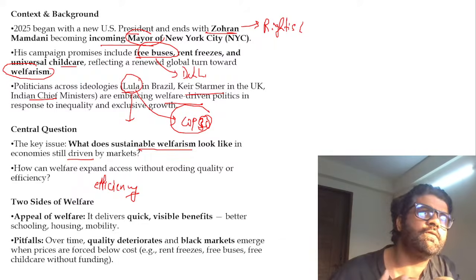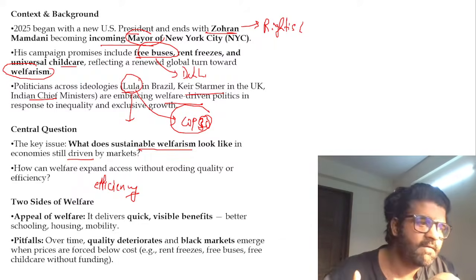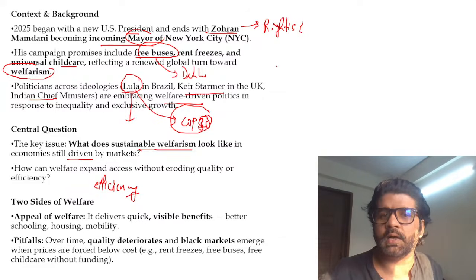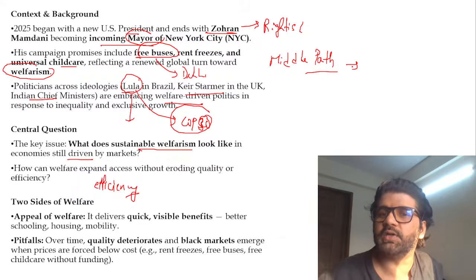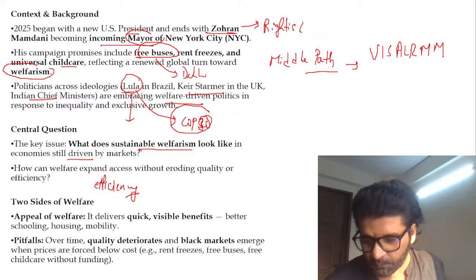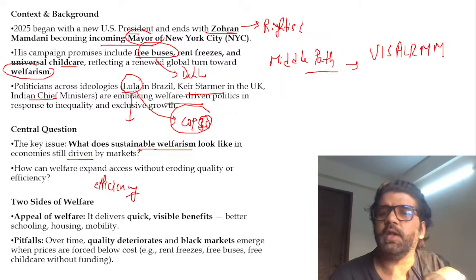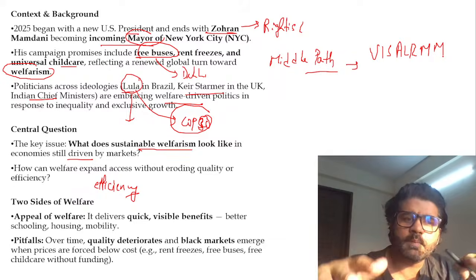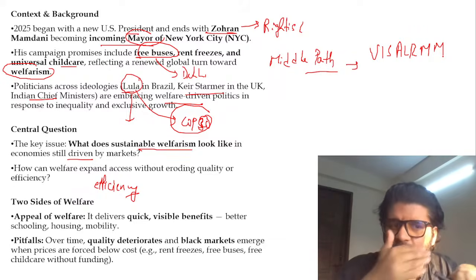So what is the model which we should adopt? Profit-based model, welfare-based model, or should there be a middle path? As stated by Buddhism, the eightfold path, Ashtangika Marga: right view, right intention, right speech, right action, right livelihood, right effort, right mindfulness, and right meditation. Which particular method you have to adopt? Welfare model or efficiency model? So we have to go somewhere in between.